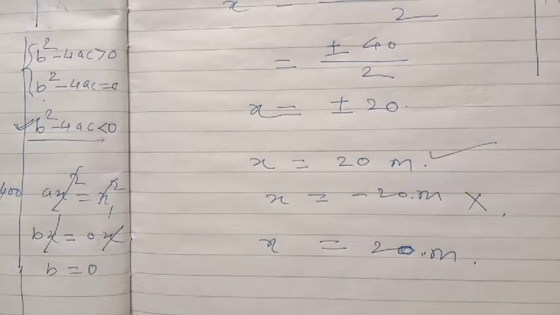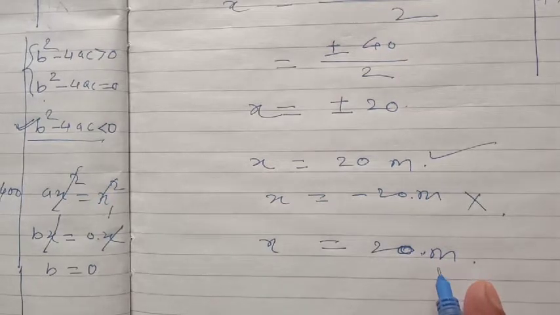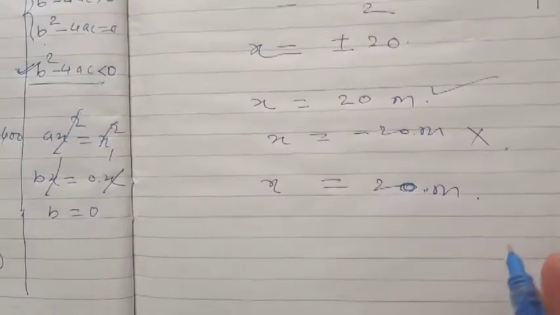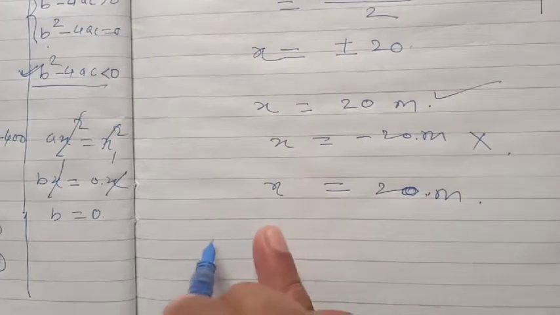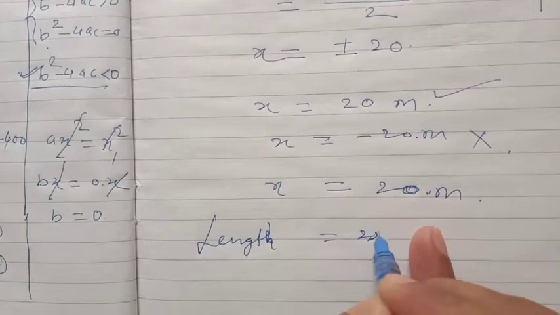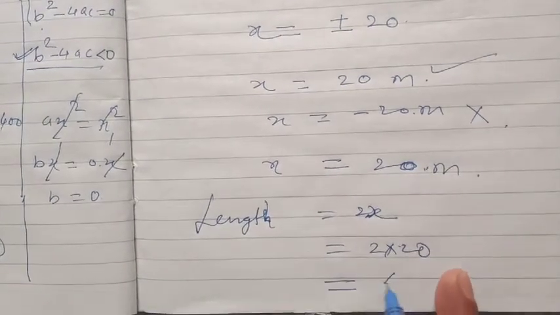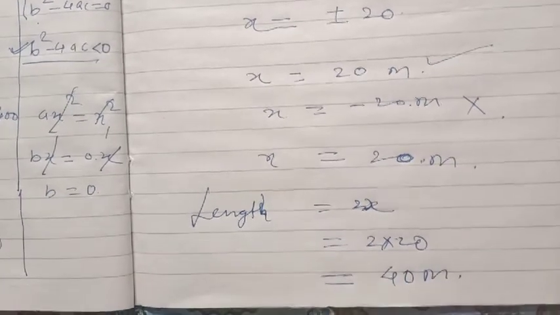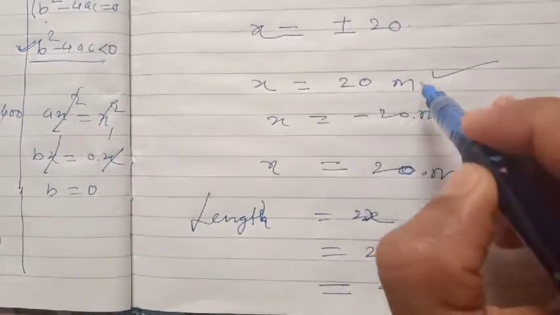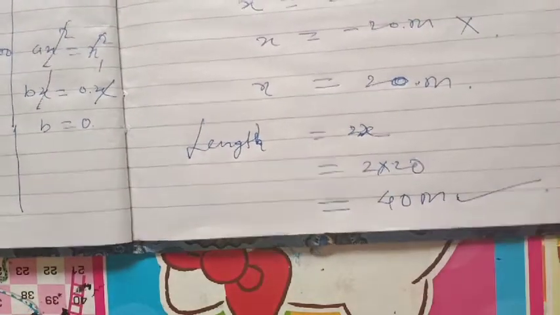Okay, but we know x we got and x minus 20 ignored. And what is x? X is the breadth of the rectangular mango grove, and length is here 2x. So 2 into 20, that will be 40 meter. So breadth is 20 meter and length is 40 meter.